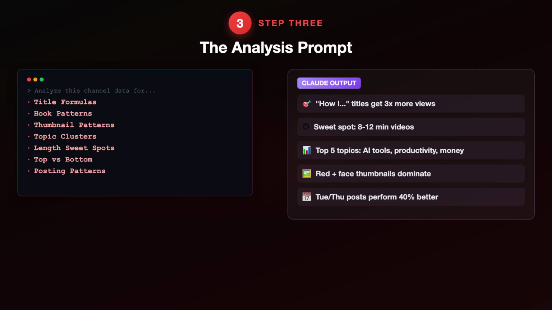It identifies the exact title structures that get the most views. Maybe this channel always uses a number plus a power word plus a bracket. It finds the thumbnail formula. Maybe their best thumbnails all use a red background with a shocked face and 3 words of text. It spots topic clusters. Maybe tutorials get consistent views, but controversy videos get the spikes. And the top versus bottom comparison tells you specifically what separates a hit from a flop on this channel. This playbook becomes your content strategy blueprint.